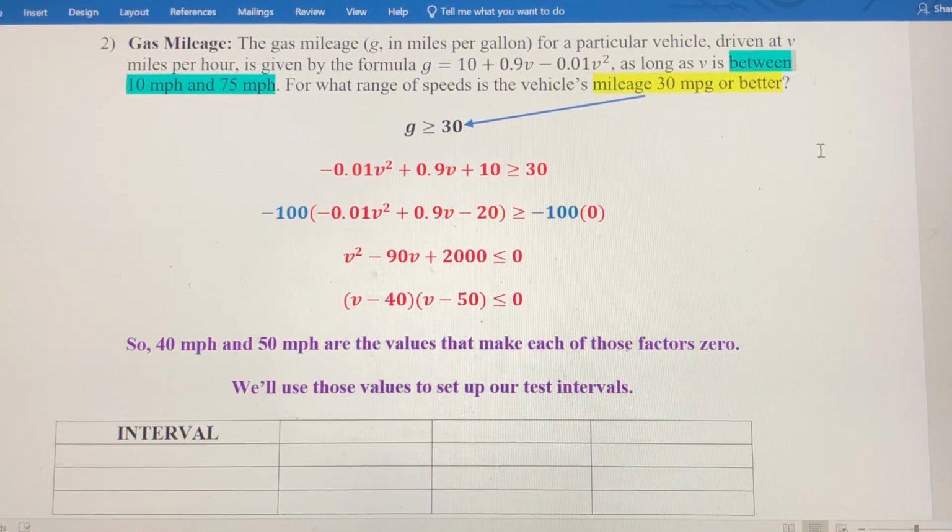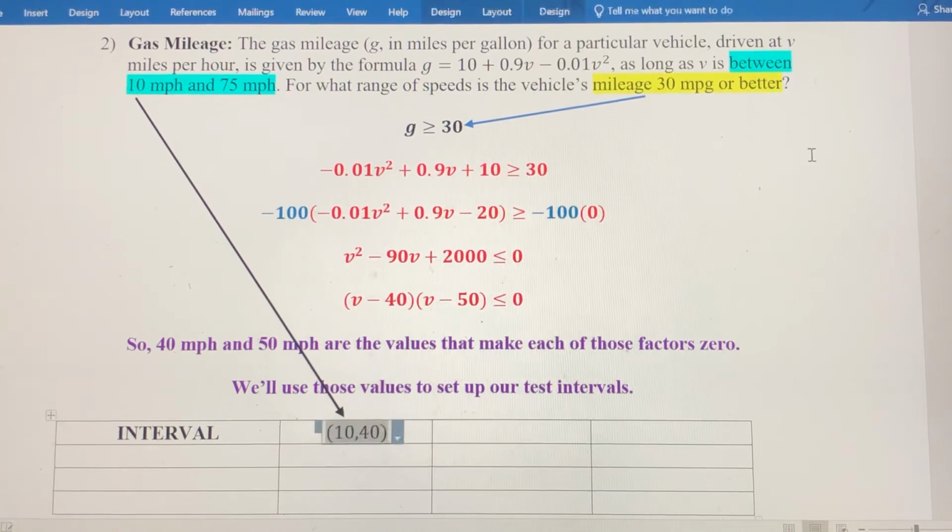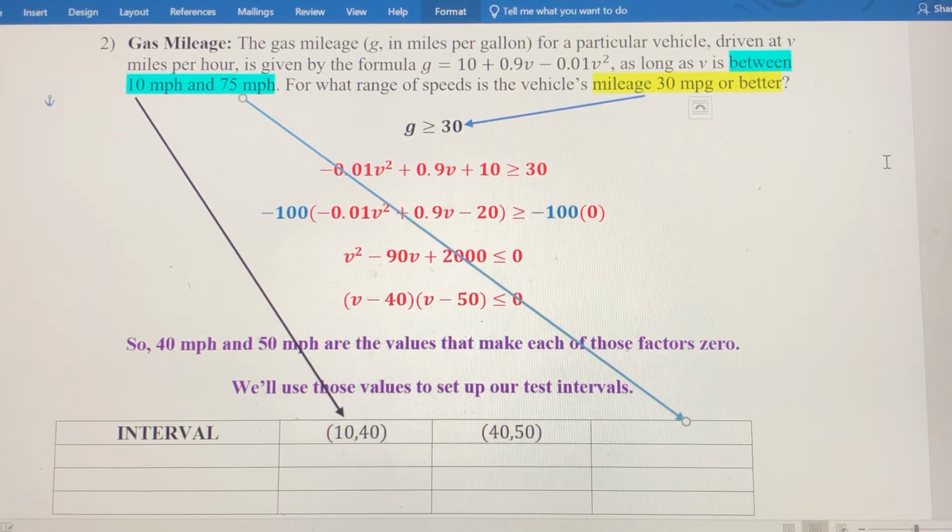So when I'm setting up my intervals, 10 is going to be my starting spot. Okay, 10 is going to be my low value, so I'm going to go from 10 up to my lower speed here, 40 miles per hour. My second interval will be between 40 and 50, and my third interval will be between 50 and 75, okay? If you put negative infinity to 40 and 50 to positive infinity, it's not a huge deal, okay? You always want to take the constraints of the problem and make sure they're part of your solution, okay? That you're using them in the process.